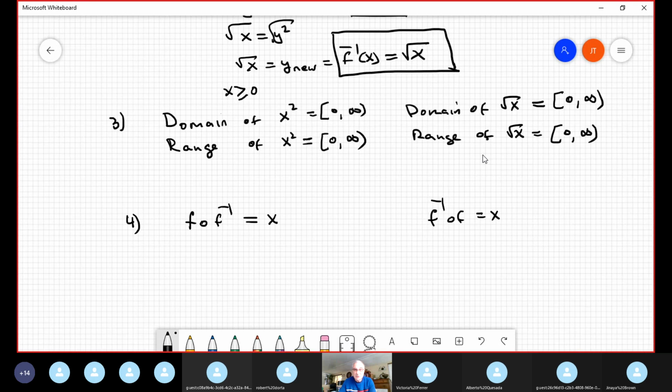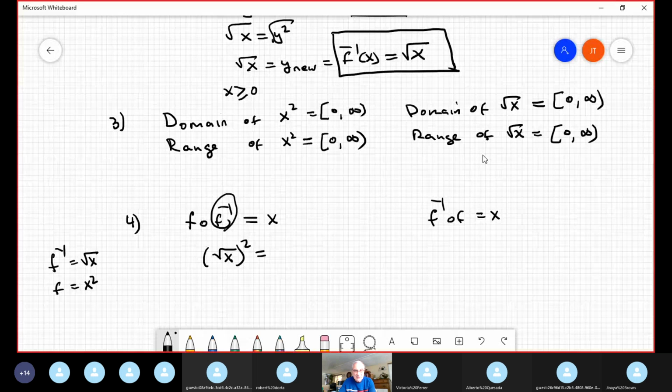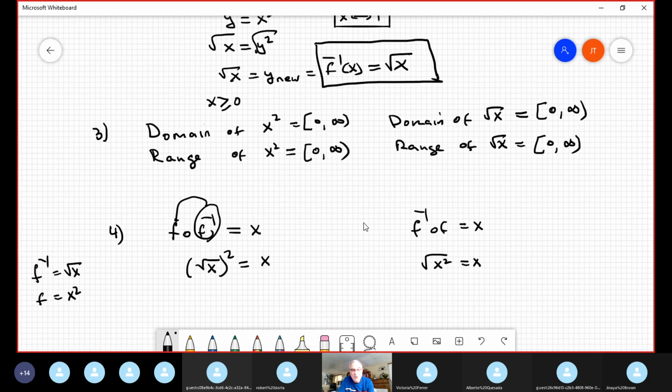No? The inverse function is square root, and the square root inside the square is equivalent to saying square root of x squared. Okay, wait, let me copy. The inverse function is a square root. The original function is x squared. You put this function inside. And now in the opposite direction, you put a function like that, square root of x squared. Again, confirmation. Works perfectly.